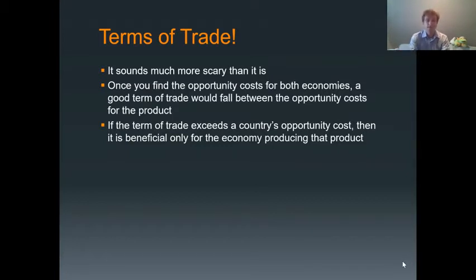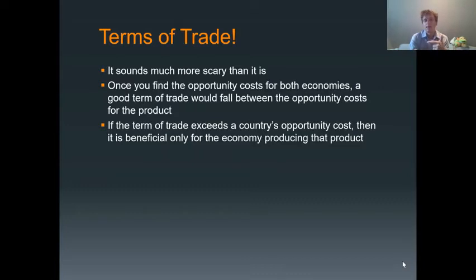Basically, when you find the opportunity cost for two economies, a good term of trade will fall in between those opportunity costs for the product. So if you're making guns and butter, for country A, the opportunity cost for making butter is 2 units of guns, and the other country, country B, has an opportunity cost of a half a unit of guns for every unit of butter. Then, if you have a terms of trade of 1 unit of gun for 1 unit of butter, that is a good term of trade because it falls in between the opportunity costs.